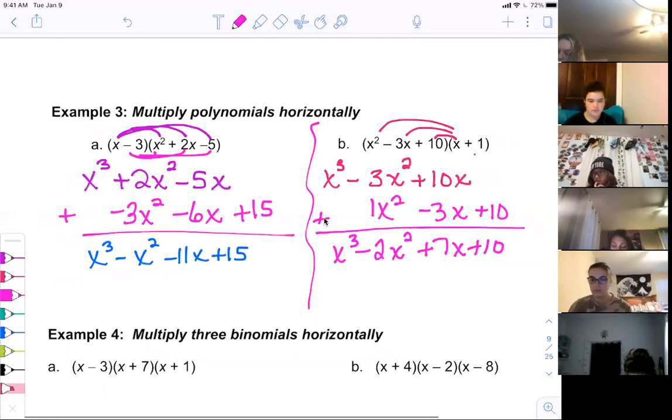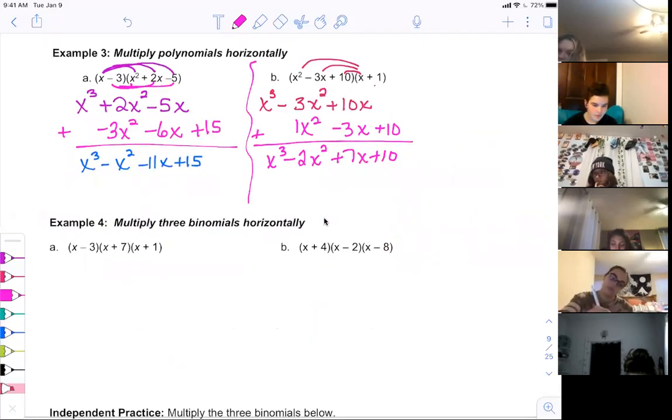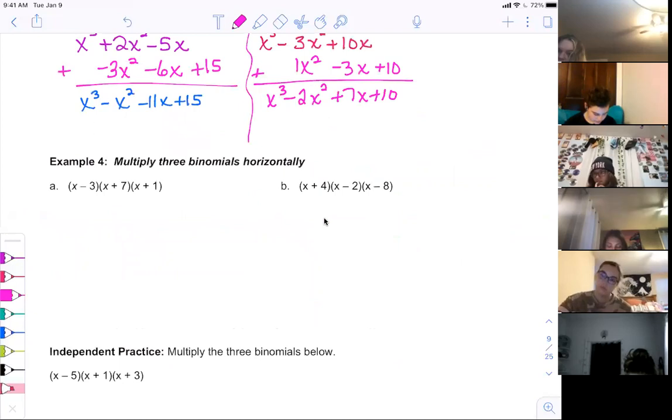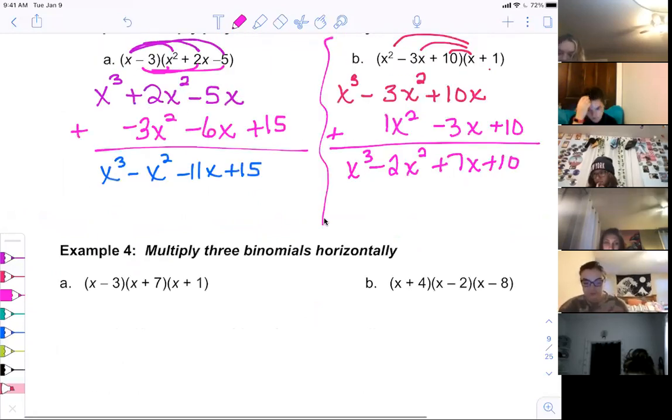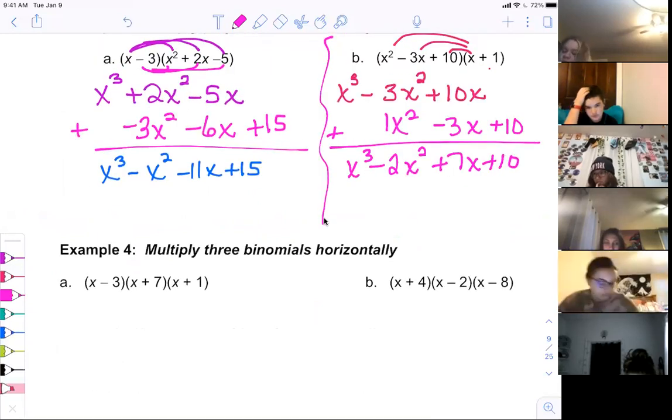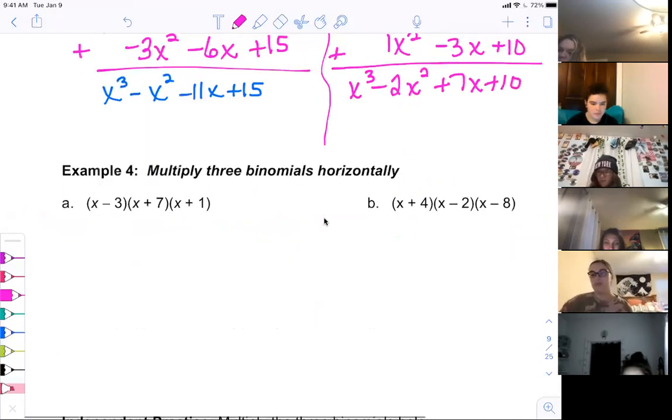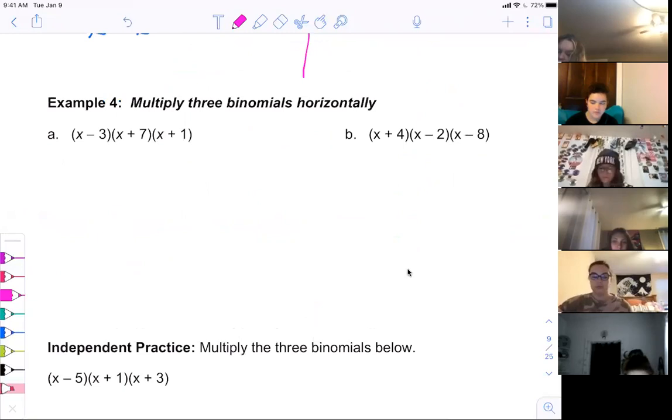All right, so we have one last example, and then there's one practice problem down below. As I said, pretty short day of notes for today. So this last set of examples wants us to multiply 3 binomials together. So you can see a binomial has 2 terms, a trinomial has 3 terms. So now this is saying multiply 3 binomials together.